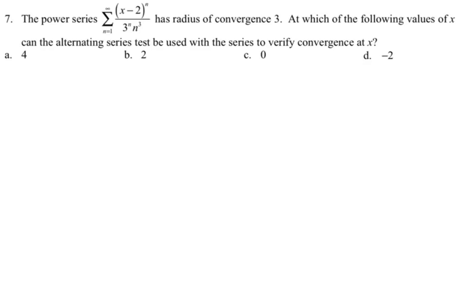The power series, the sum from 1 to infinity of the quantity (x minus 2) to the n over 3 to the n times n cubed, has a radius of convergence 3. There's a lot of n's in this problem. No, there's a lot of 3's. Well, there's also a lot of n's, but 3's are really what's throwing me.